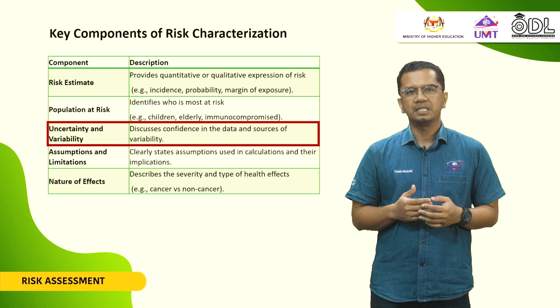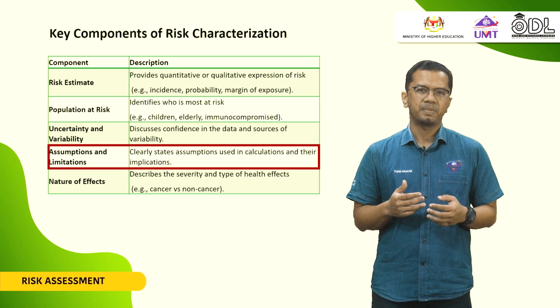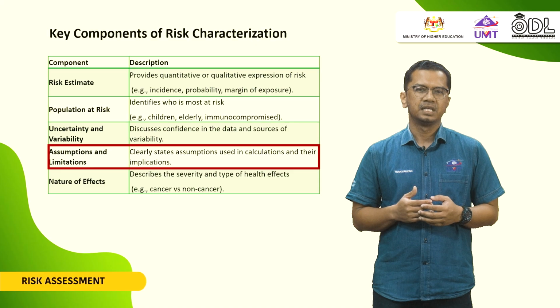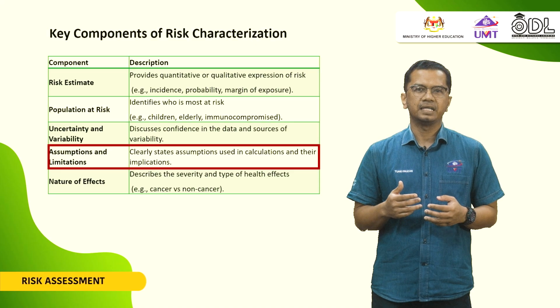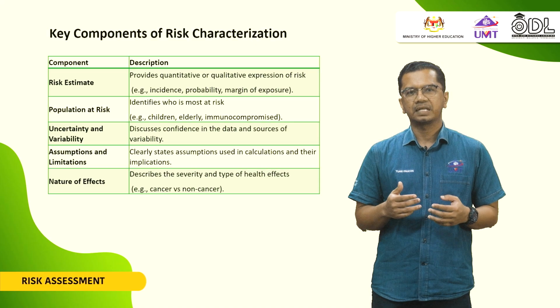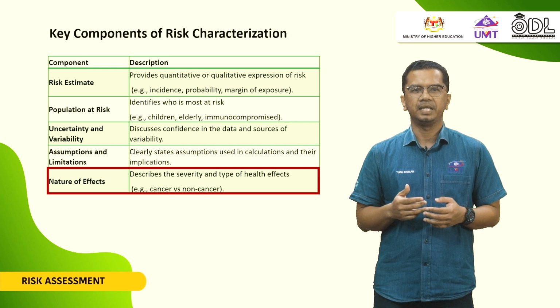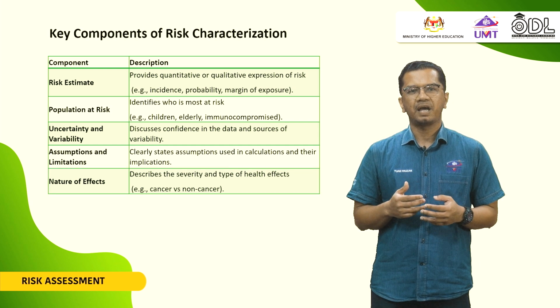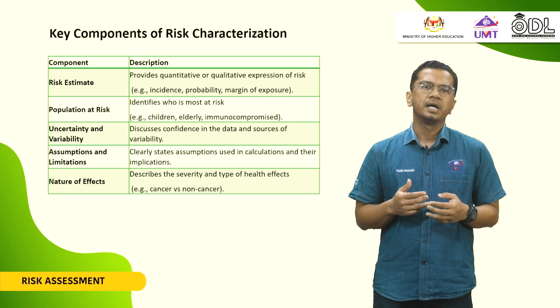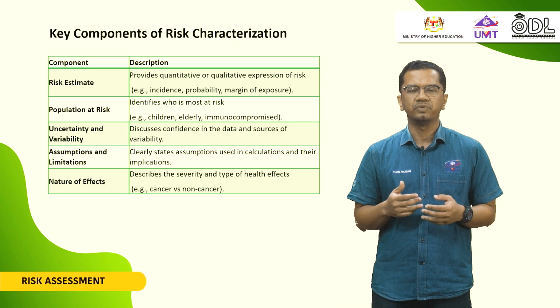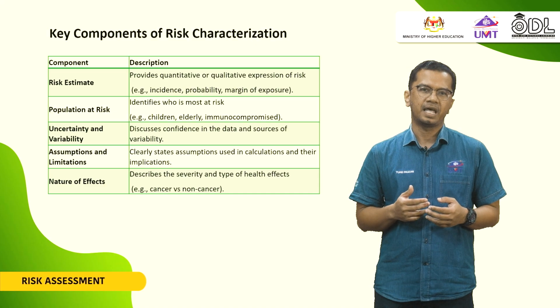Every risk assessment includes assumptions. This part clearly outlines them and their implications. Finally, we look at the nature of the effects, what kind of health issues could arise, and how severe they might be. Together, these 5 components ensure risk characterization is true, transparent, and useful for protecting public health.